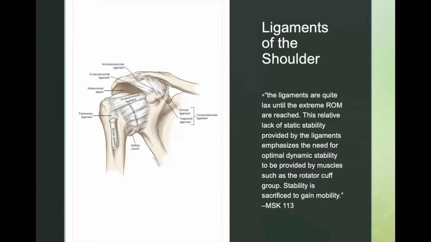On this next slide, we are taking a look at the ligaments of the shoulder. I am not requiring you to memorize any of these ligaments, but just again review that the ligaments of the shoulder are quite lax until the shoulder is in extreme ranges of motion. And so it is very important for the muscles of the shoulder to be nice and strong to assist with the stability of the shoulder joint.